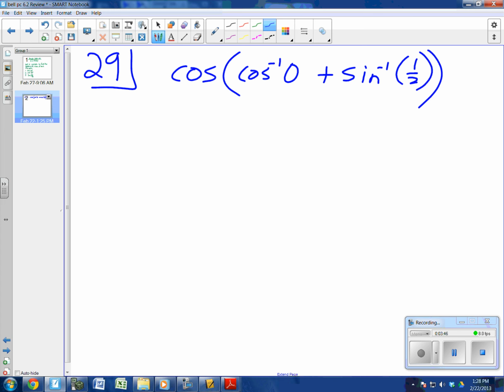I taught you how to find each individual thing. You should know how to use order of operations to get something like this, because you've been doing this since pre-algebra. But I taught you how to find cosine inverse of 0, haven't I? That's what we did last time. So what is the cosine inverse of 0?